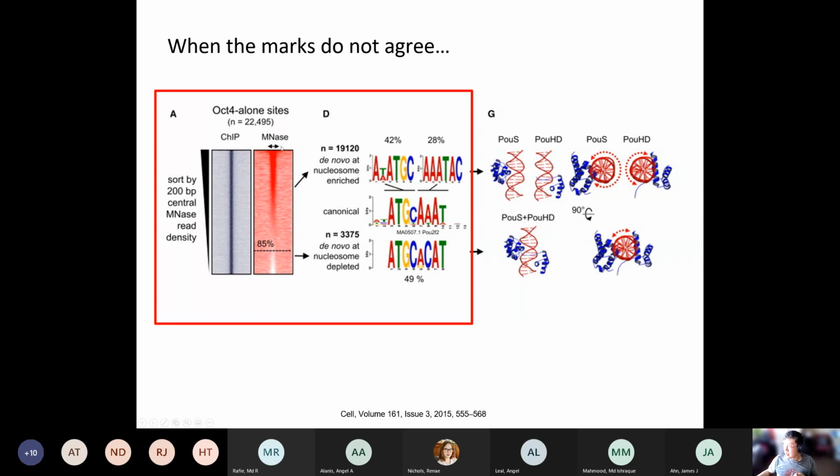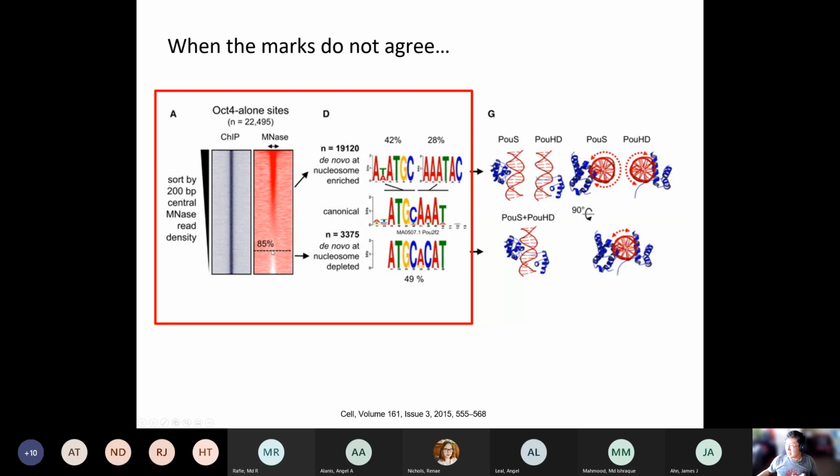They also use micrococcal nuclease. If you still recall, I explained micrococcal nuclease. Micrococcal nuclease prefers to cut around the nucleosome. So basically, micrococcal nuclease sensitivity indicates compact chromatin. This is the opposite of DNase hypersensitivity. So here it's very strange.